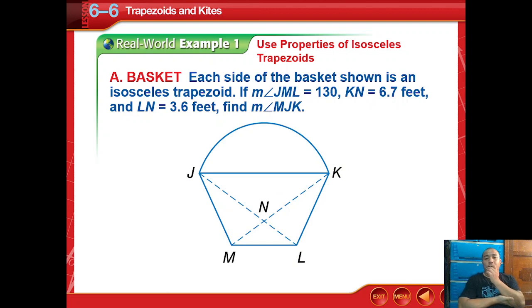Real world example. We have here a basket. Each side of the basket shown is an isosceles trapezoid. If angle JML is 130, KN is 6.7 feet, and LN is 3.6 feet, find the measure of angle MJK.